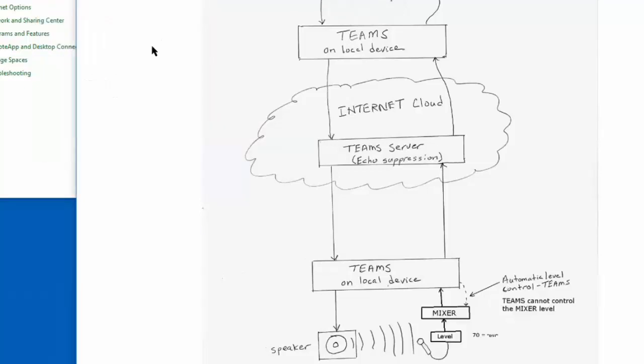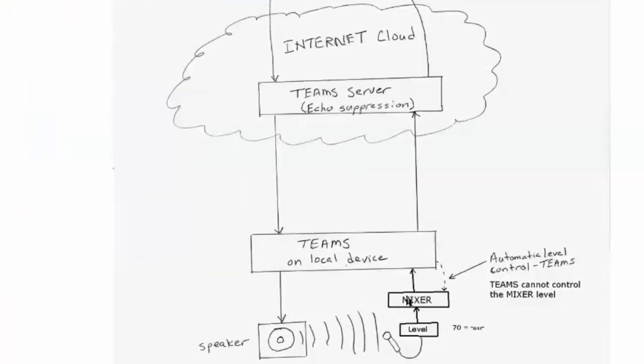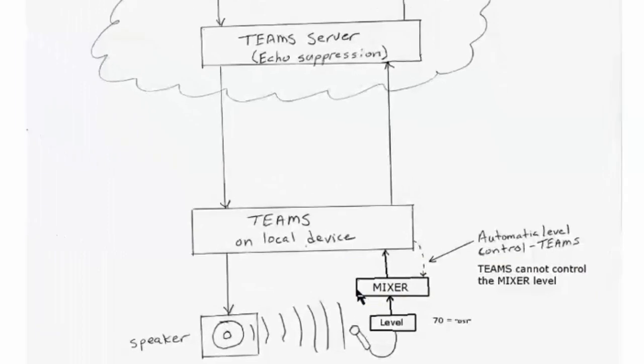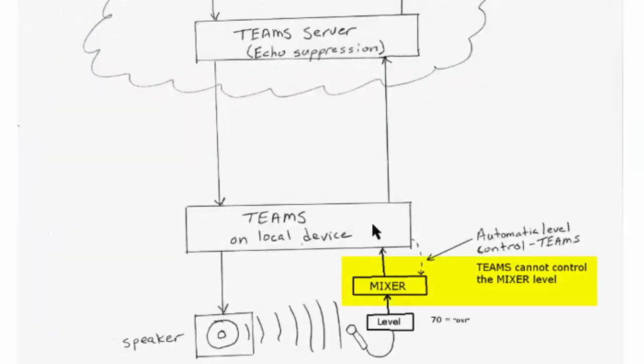Let me show you. The reason it works in my case is because I have a software mixer in the chain right here, so that when Teams looks back down at the device that's sending sound to it, it doesn't see a microphone that it can tweak the level of. It sees a mixer, and Teams says, I don't think I know how to tweak the level of that thing, so I'll leave it alone. So that's why my level stays at 70, because Teams can't get their automatic gain control hands on my level.